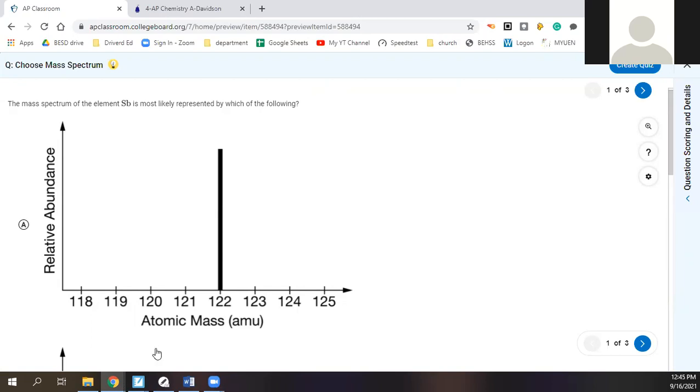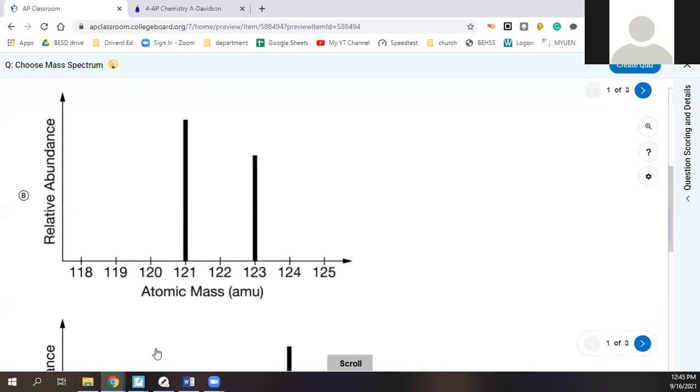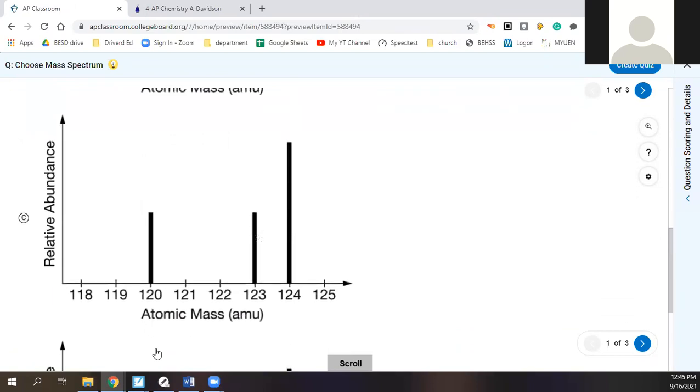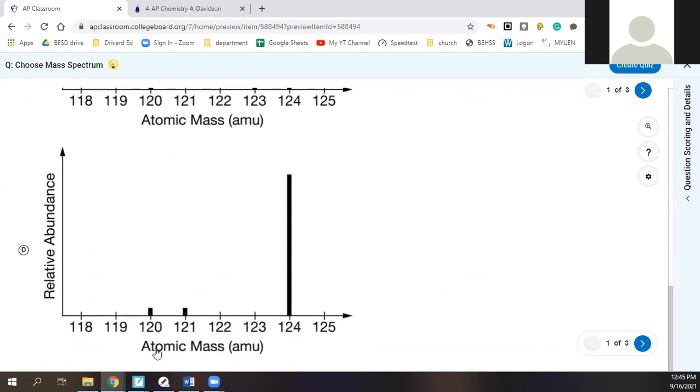So the mass spectrum of SB element is most likely represented by which of the following? A, this one with one single line at 122. B, a 121 and a 123, where 121 is slightly higher than 123. C, a 120, a 123, and a large one at 124. And then D, 120, 121, and 124. It's hard because they're not all on the same screen. Discuss and see if you can answer that real quick.